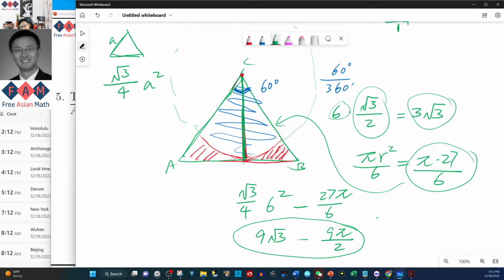This problem is very straightforward too, because it's very clear how you can compute the shaded area. The rest is just testing you on some basic geometric knowledge. So you just need to know this is a sector and how to do the area of a sector, how to do the area of the equilateral triangle, and so on.